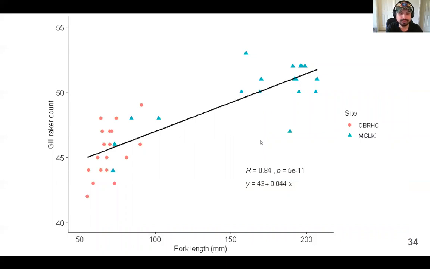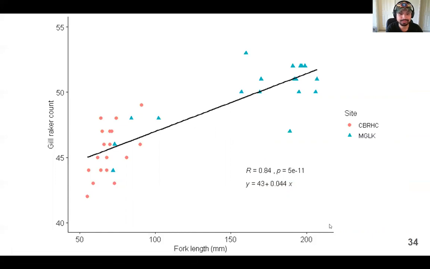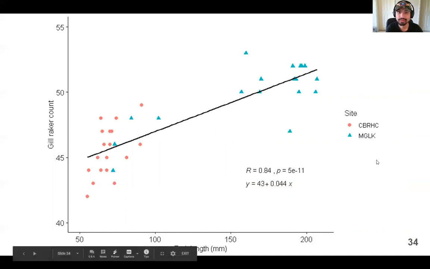I haven't been able to find any literature that gill raker count increases with size in fish, but this is some pretty good evidence that it does, especially since all of our fish were genetically identical. So thank you very much.